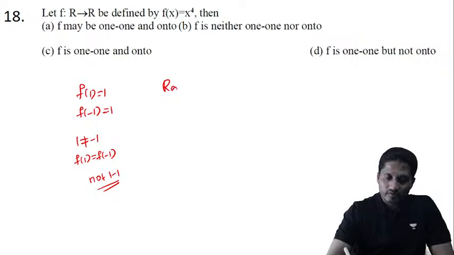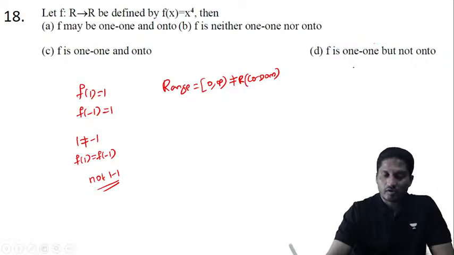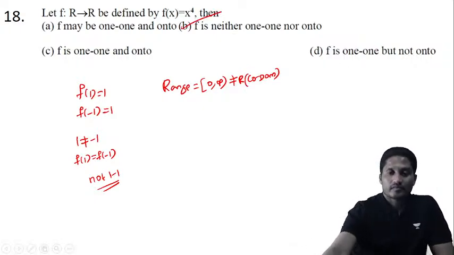Range of x power 4 is closed interval 0 to infinity. X power 4 cannot be negative. This cannot be equal to R, that is codomain. Range is not equal to codomain. So this is neither 1 to 1 nor onto. Right, question number 19.